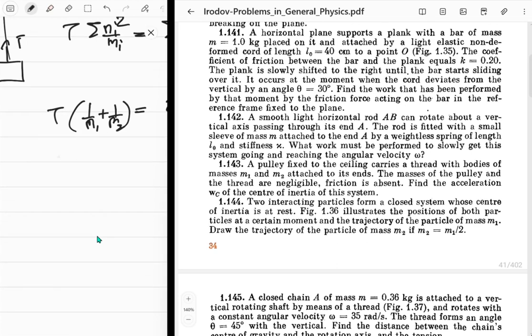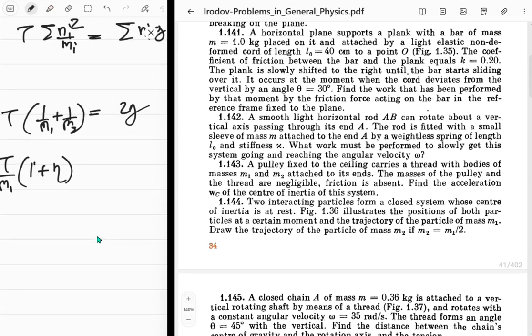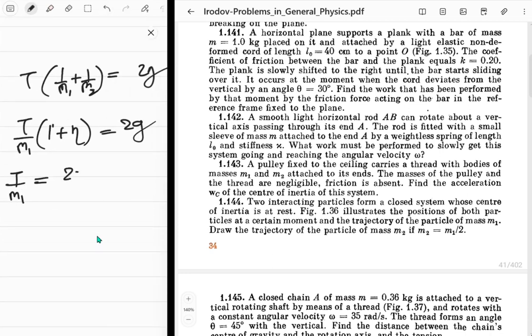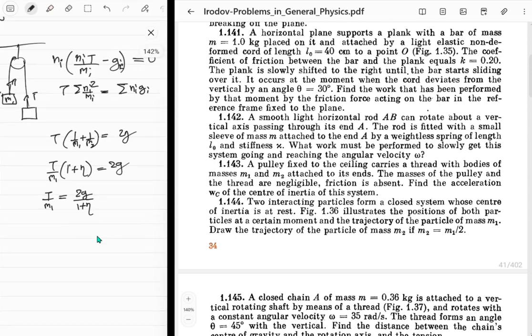We just want the acceleration anyway. So it's going to be T upon m1 times m1 plus m2 upon m2, right? Which will just say it's 1 plus mu. I'm going to pronounce this mu and not eta, but you get the idea, it's just some symbol. So you can figure out what T upon m1 should be through this. It's just going to be 2g upon 1 plus mu, where mu is just m2 upon m1.